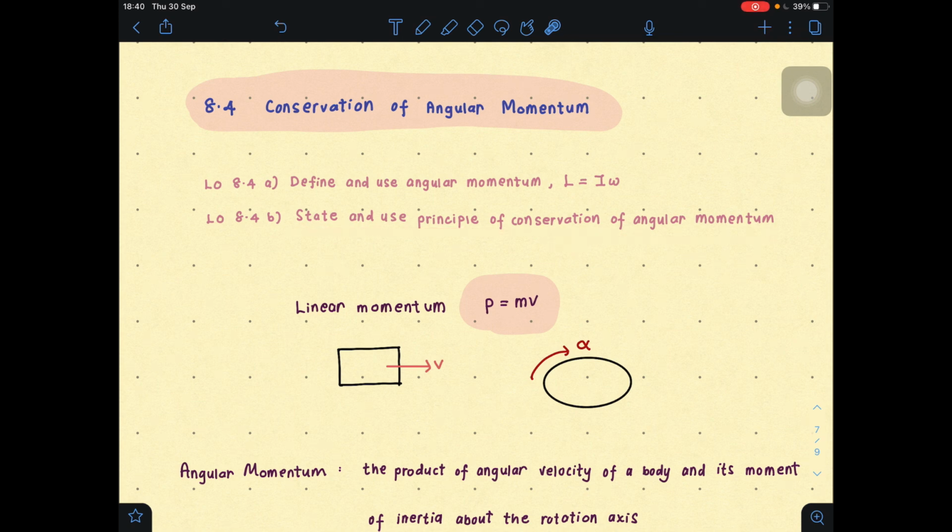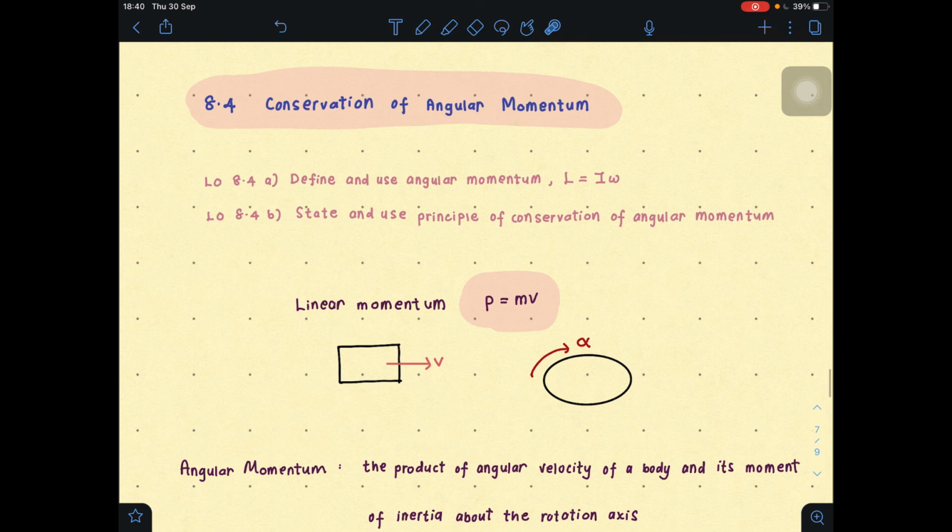Okay, so we're going to talk about momentum here. This term you are familiar with because we learned in chapter 3 before about momentum. Just a little bit of recap here. In chapter 3, which we call linear momentum, we know that momentum is equal to mass times velocity. So any object with mass that is moving in any direction will have momentum.